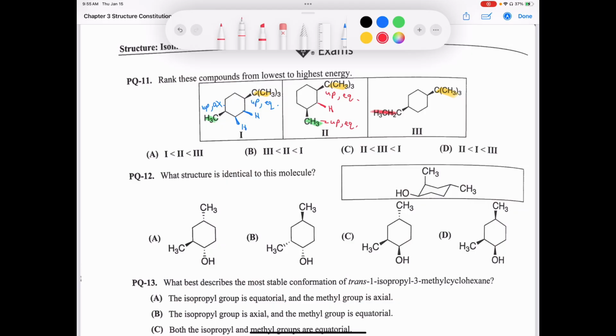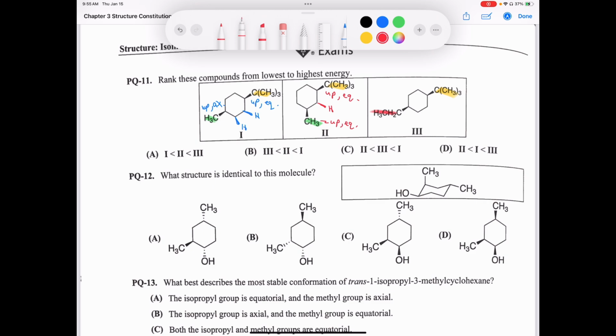And so compound number 2 is going to be more stable than compound number 1. And so it's going to have a lower energy. So compound number 2 has to be lower than compound number 1. Now, if we look at compound number 3, we can make a comparison between 1 and 3 because they're both 1,4 disubstituted compounds.